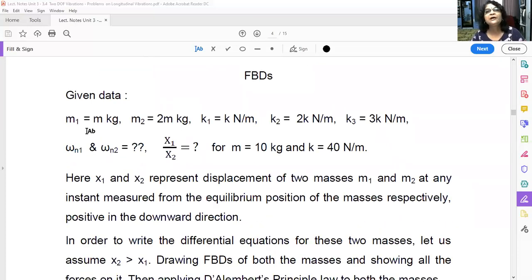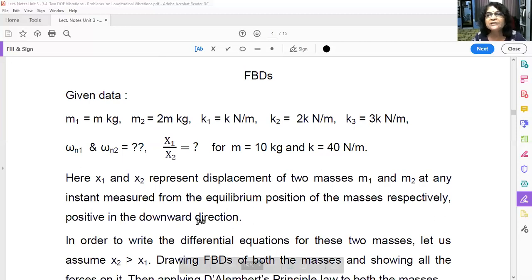So let us write down the given data. M1 is equal to m kg, M2 is equal to 2m kg, K1 is equal to K, K2 is equal to 2K, K3 is equal to 3K. And we have to find out omega n1, omega n2 and capital X1 upon capital X2, that is the ratio, for m is equal to 10 kg and K is equal to 40 Newton per meter.